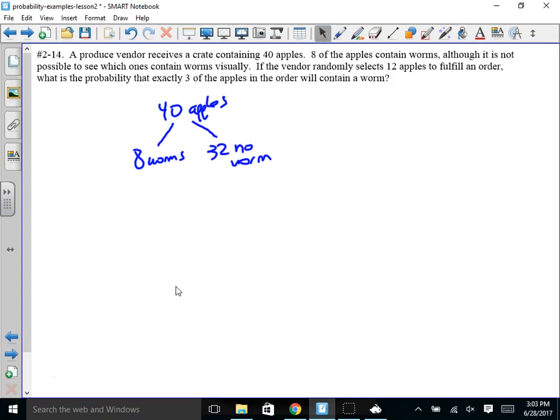And then what we're doing is we're going to randomly select 12 apples. So we're selecting 12, so a sample of 12. And we want to know the probability that exactly 3 have a worm. So 3 would have to have a worm. And that means that 9 of them would have to have no worm.